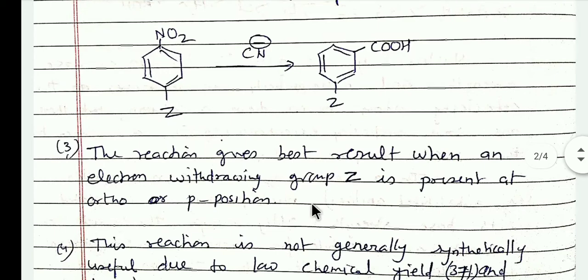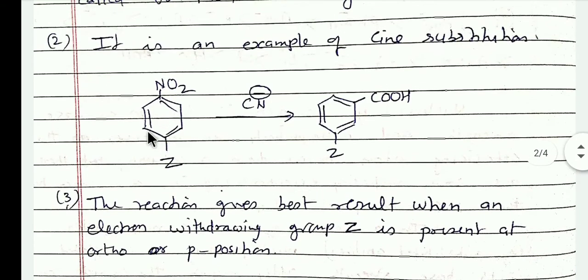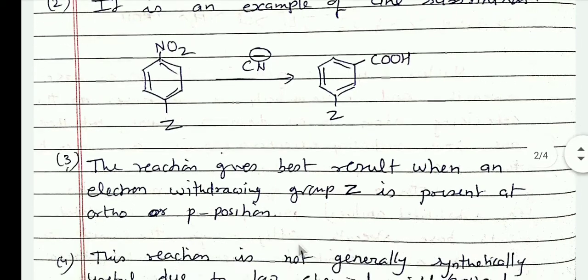The reaction gives the best result when the group Z is an electron withdrawing group and it is present at the ortho or para position to the leaving group, the NO2 group or other group. So the reaction is accelerated by the presence of an electron withdrawing group at the ortho or para position.